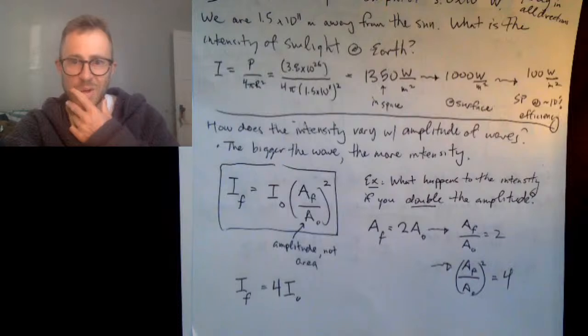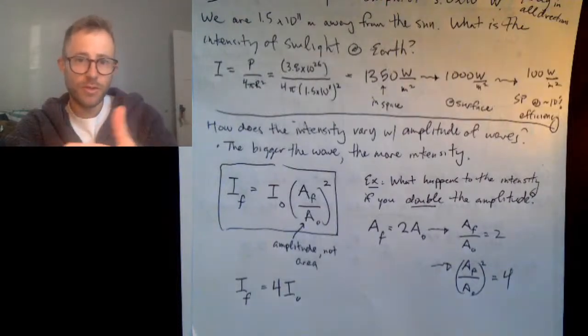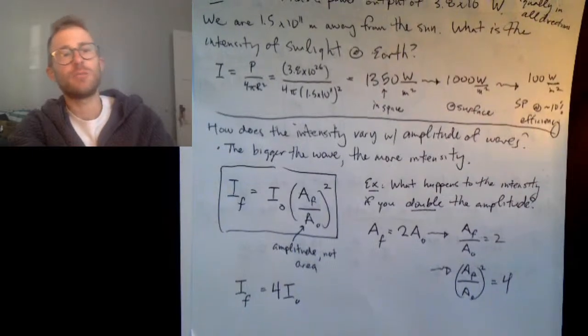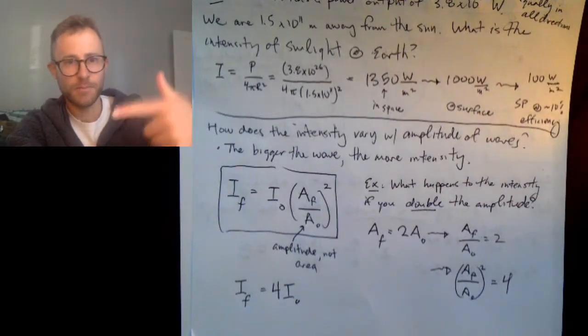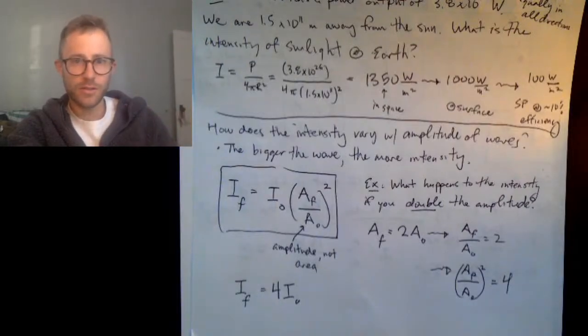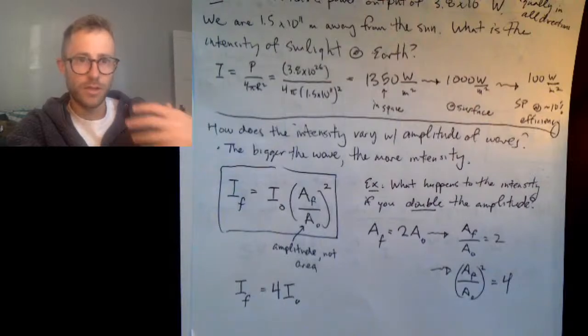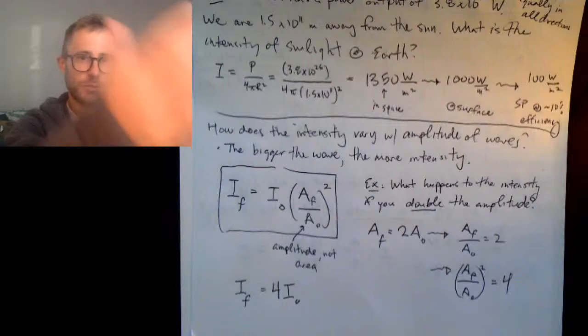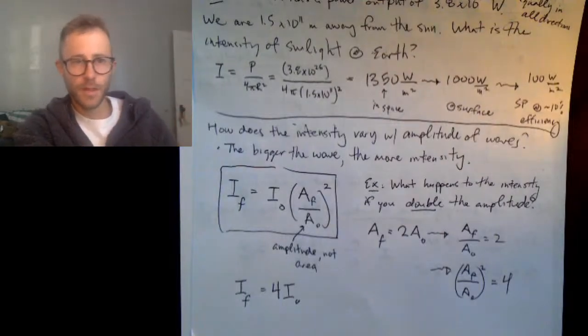Similarly, if you were to triple the amplitude, it would be 9 times the intensity. If you were to quadruple the amplitude, it would be 16 times the intensity. So you square that to get the multiplier for the intensity. So amplitude greatly increases the intensity of a wave, just like distance from the source decreases it.